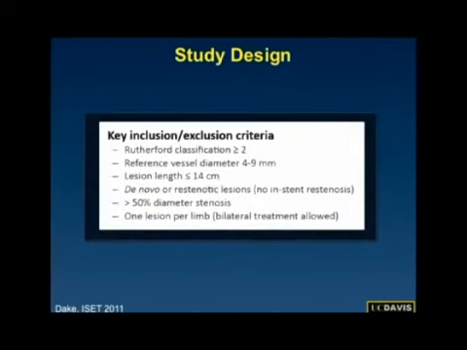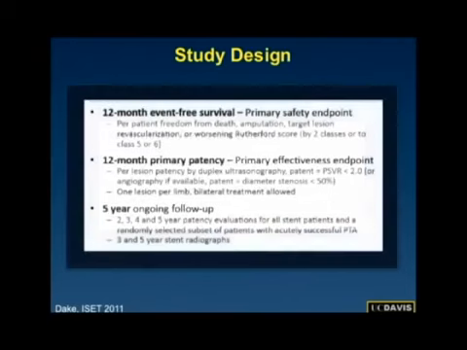So in analyzing this, we have to understand what patients were excluded. Again, medium to longer length lesions, less than or equal to 14 centimeters, Rutherford classification greater than 2. They did look at a clinical endpoint, which was freedom from death and amputation. They looked at a patency endpoint either by duplex or angiography. And they looked at a 5-year follow-up. We currently have the 2-year follow-up that's been reported.